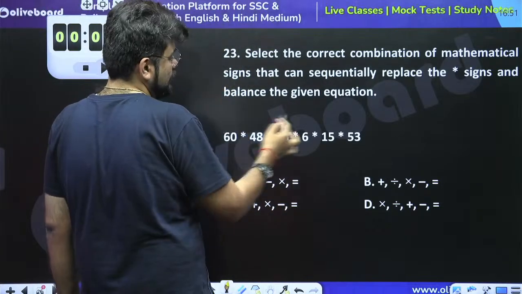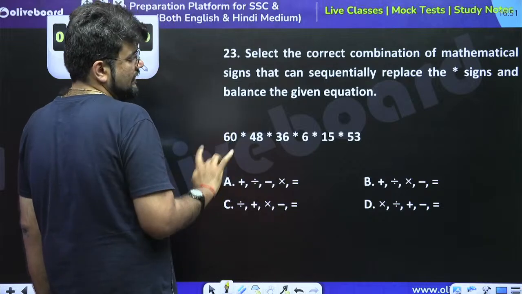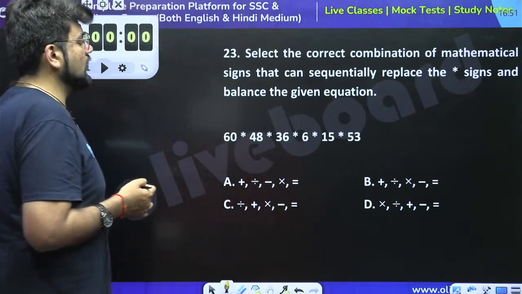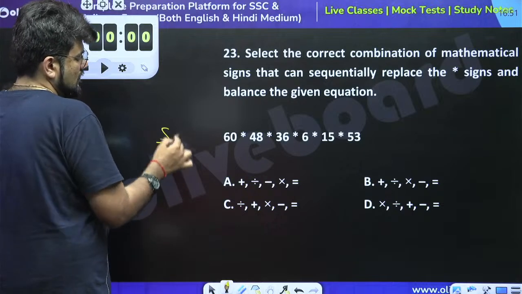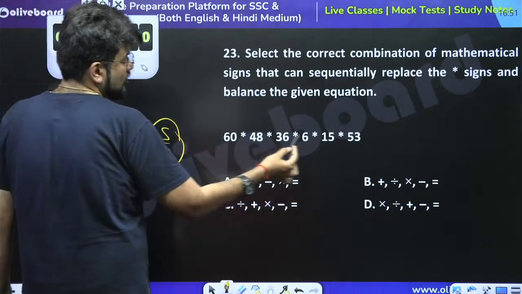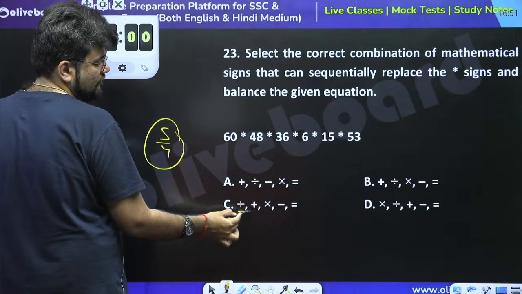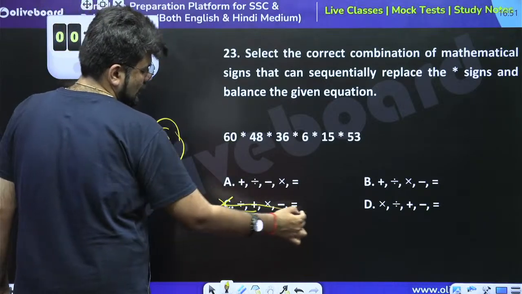So what will you see here? You need to check what do we need to apply. Most probably division is going to help you. Okay. Now 60 divided by 48, so it will give you 5 by 4. Always it will be an integer mostly because they're all integers here. So this is not possible and it is not even flanked by a multiplication. So this will never be your answer.